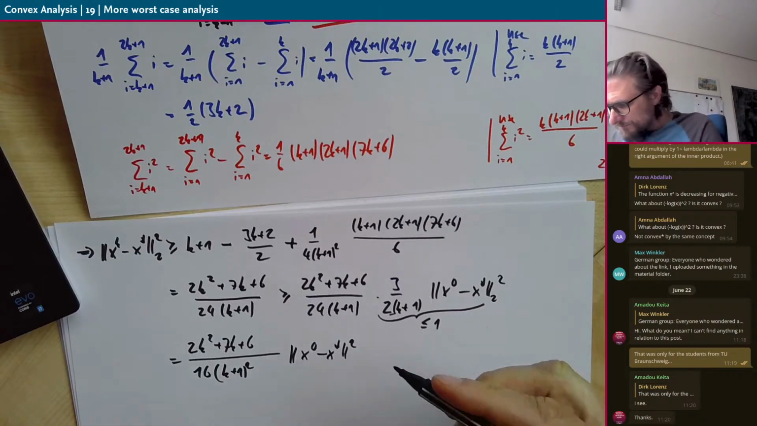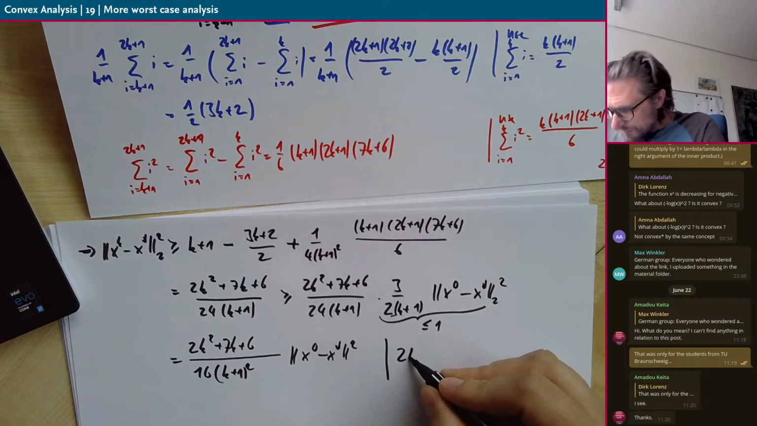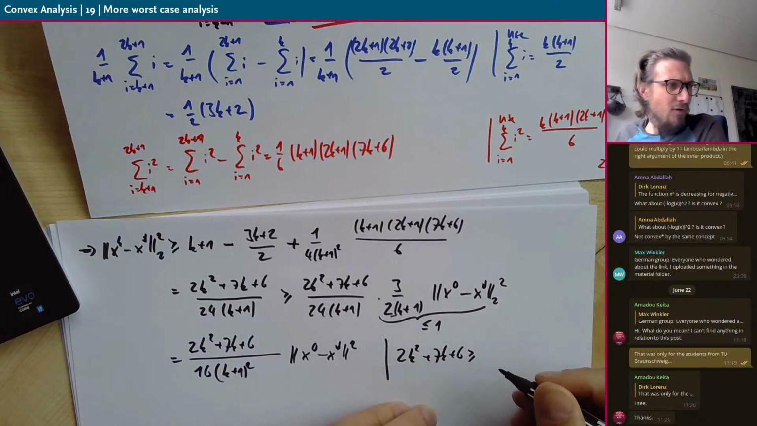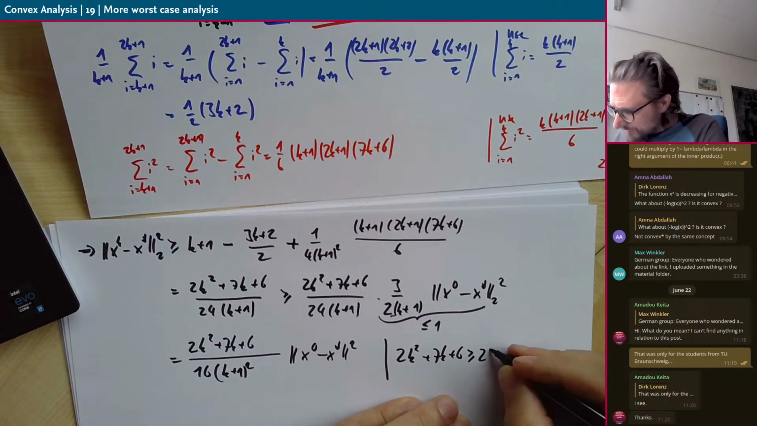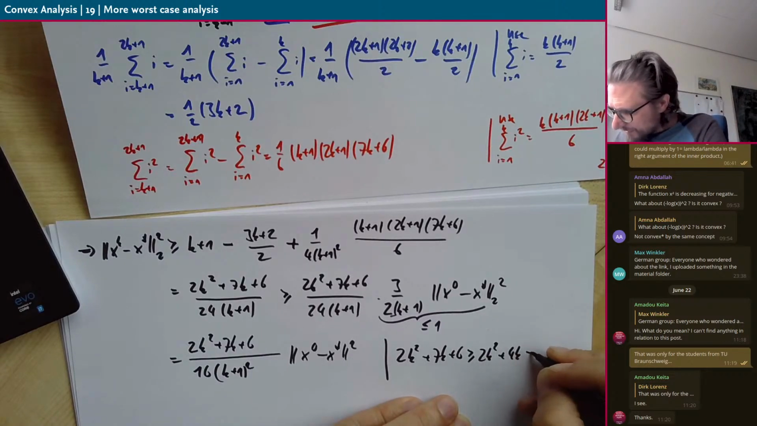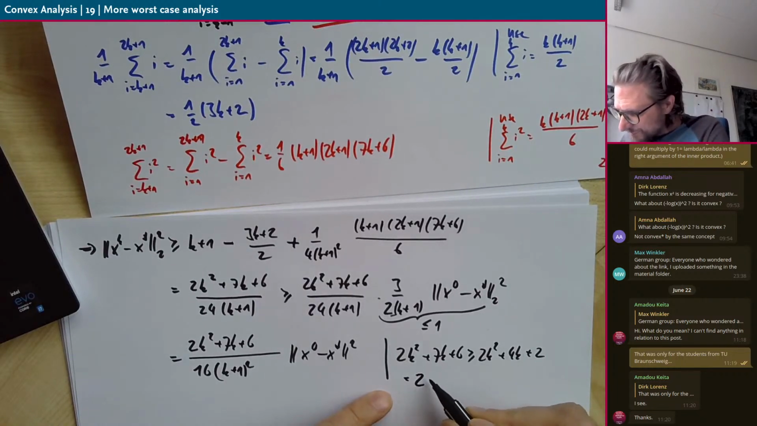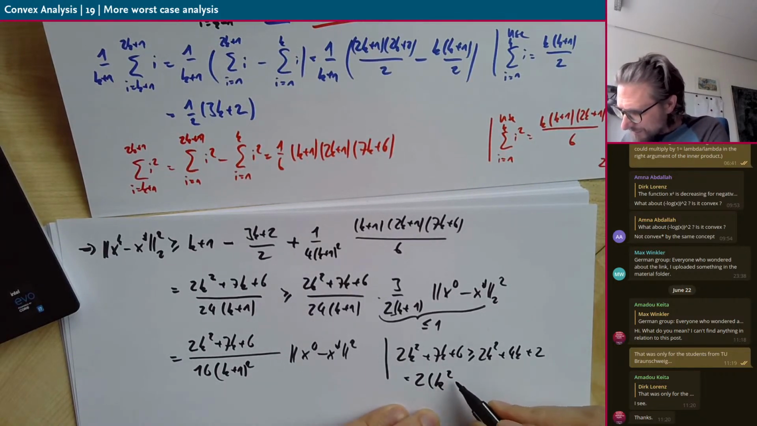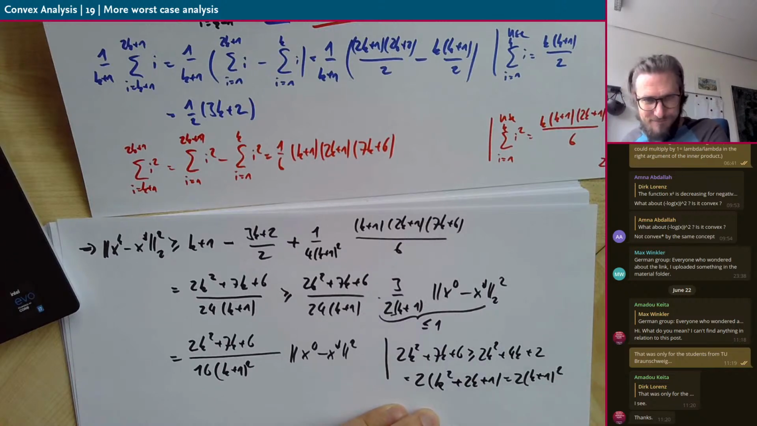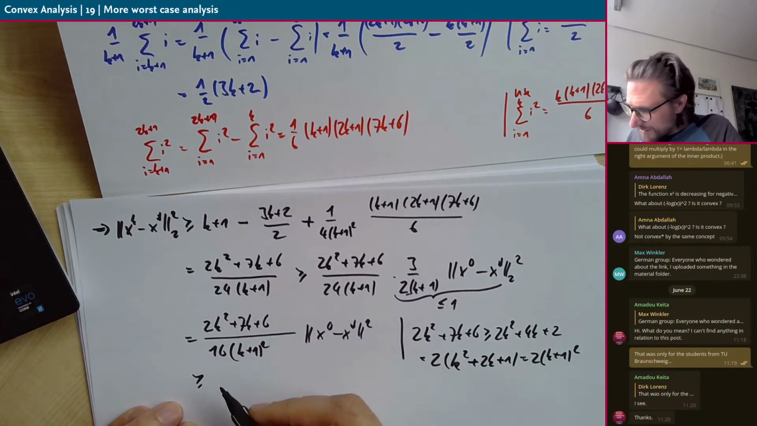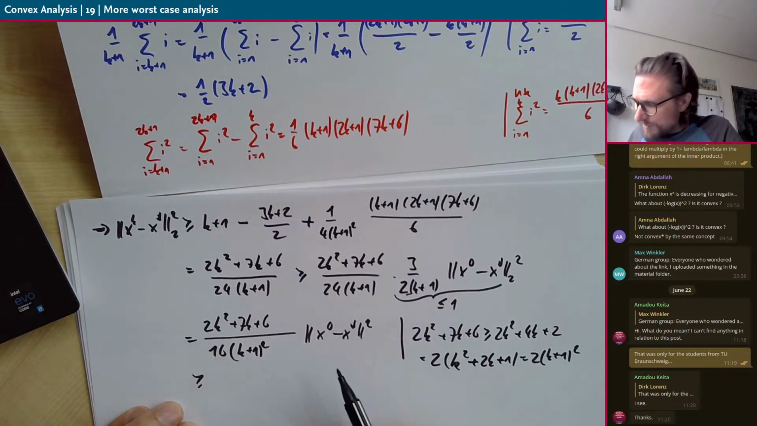So now what we do is this 2 times k squared plus 7k plus 6, we make it a little bit smaller by reducing it to 2k squared plus 4k plus 2. And why do we do that? Because this gives 2 times k squared plus 2k plus 1, which is actually (k+1) squared. So we make this a little bit smaller here, and if you make the same thing here, we can estimate this guy from below by that.